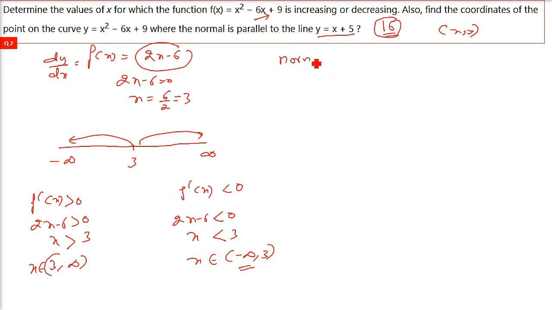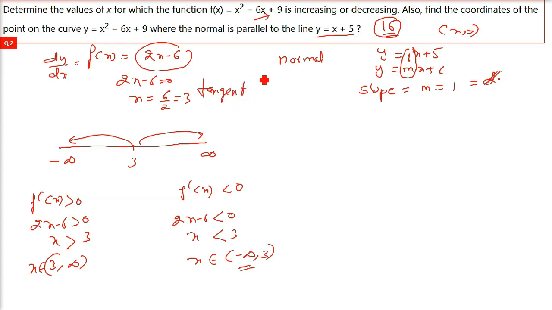So we have the normal parallel to the line y equals x plus 5. Y is equal to mx plus c. If I equate, we get slope m equals 1. So this is nothing but dy by dx. No, this is not dy by dx. This is minus 1 by dy by dx, because it is the normal. We have to find out the tangent.